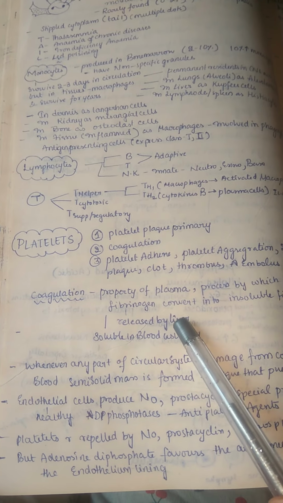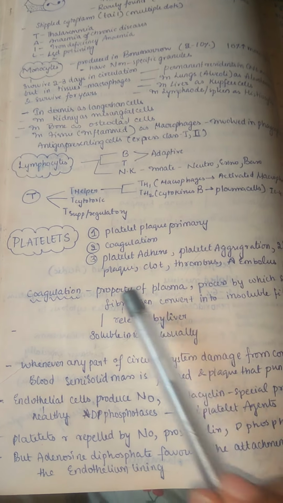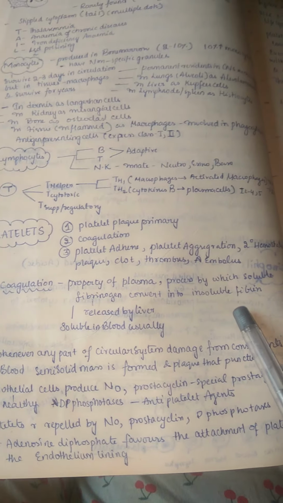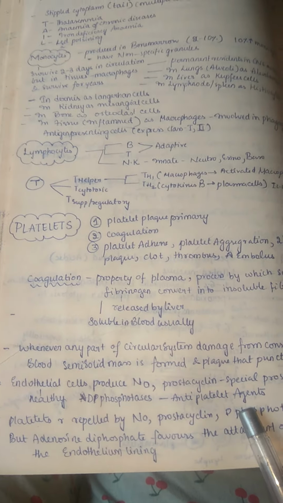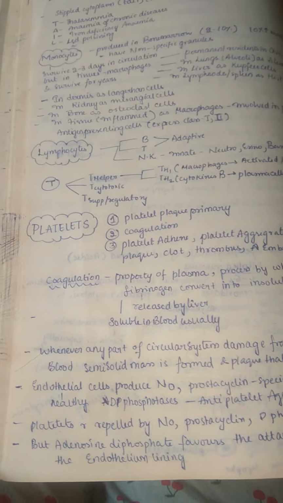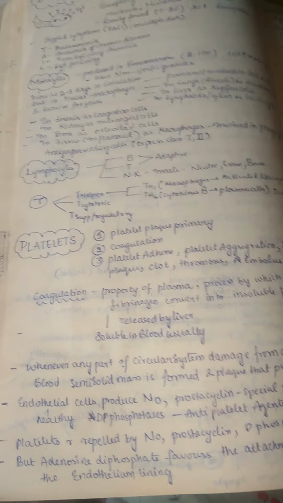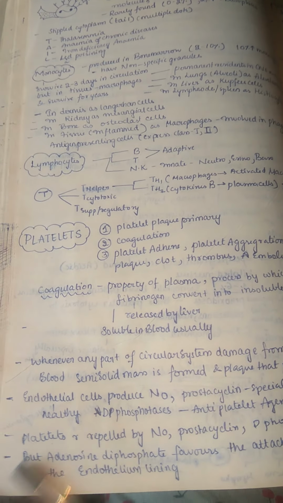Albumin, fibrinogen, globulins, right? So fibrinogen is one of the plasma proteins. It is mainly released by our liver, and this fibrinogen is usually soluble in blood. As it is soluble, we need to convert it into insoluble form so that we can prevent the blood leaking. So this is the actual definition of coagulation. If you understand the definitions clearly, then there is no need to mug them up.